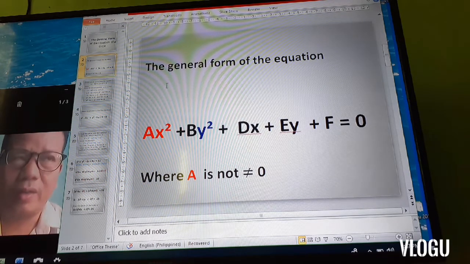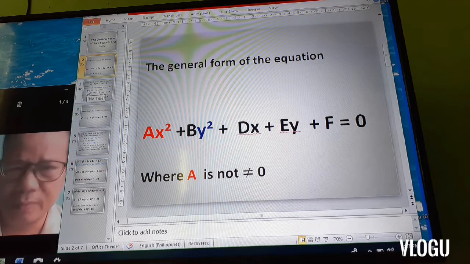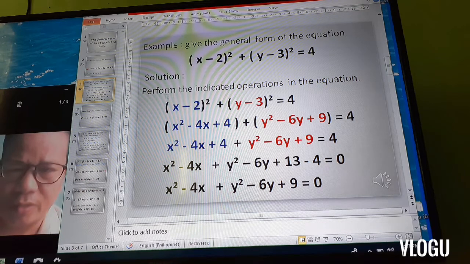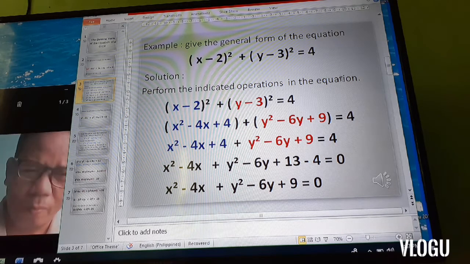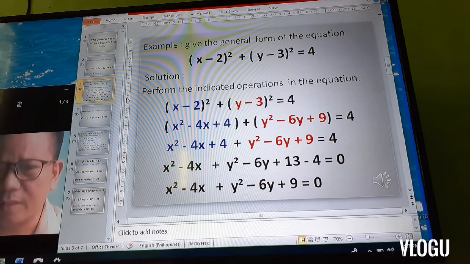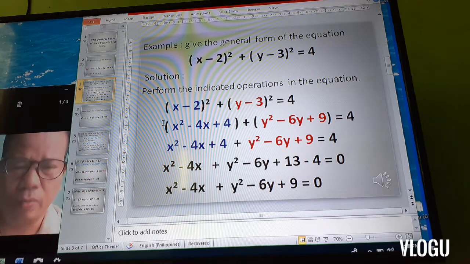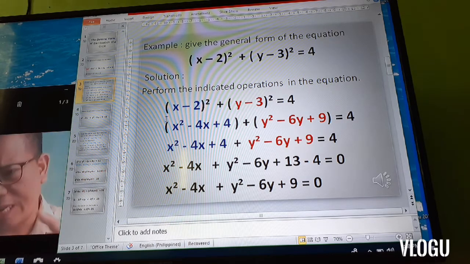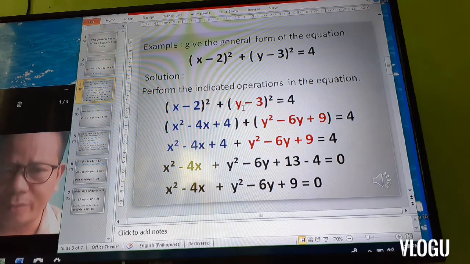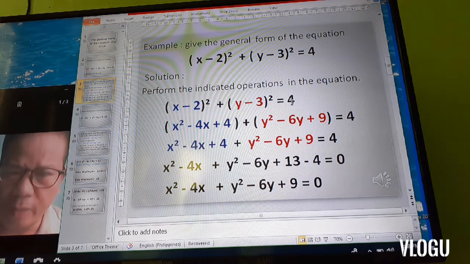Napakadali lang. Okay, first and foremost, we have first to perform the indicated operations within the given equations. No matter what kind of operations do we have on that particular equations, perform muna natin yung equations na lang. How? Okay. Our equations kanina ay x minus 2 squared plus quantity y minus 3 squared is equals to 4. Okay, I have copied it.